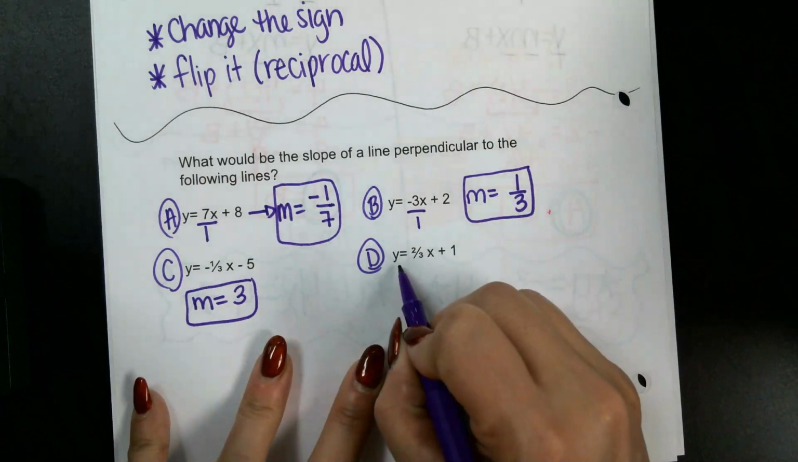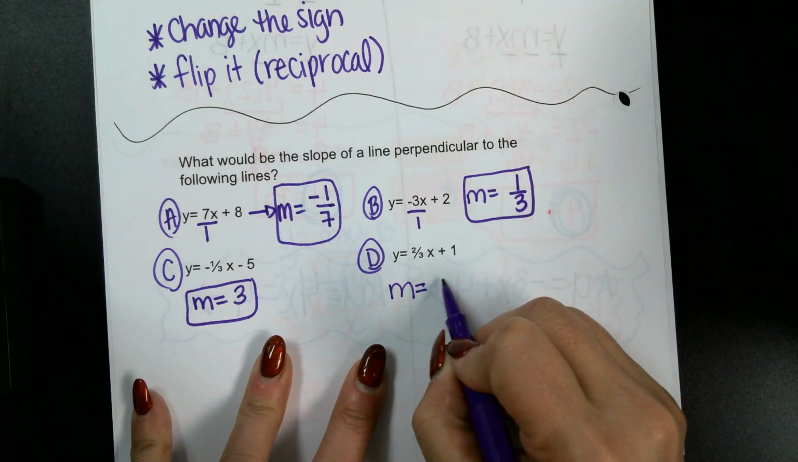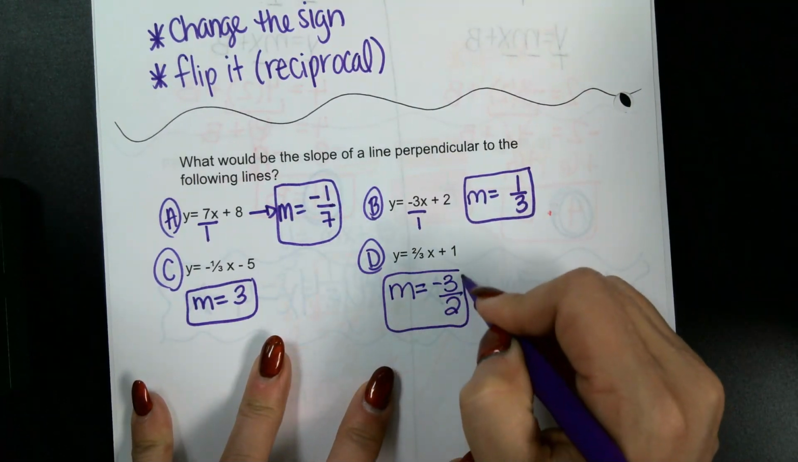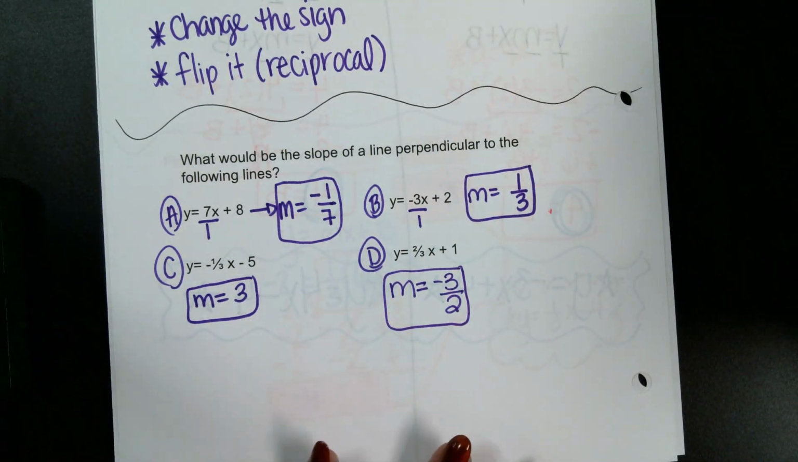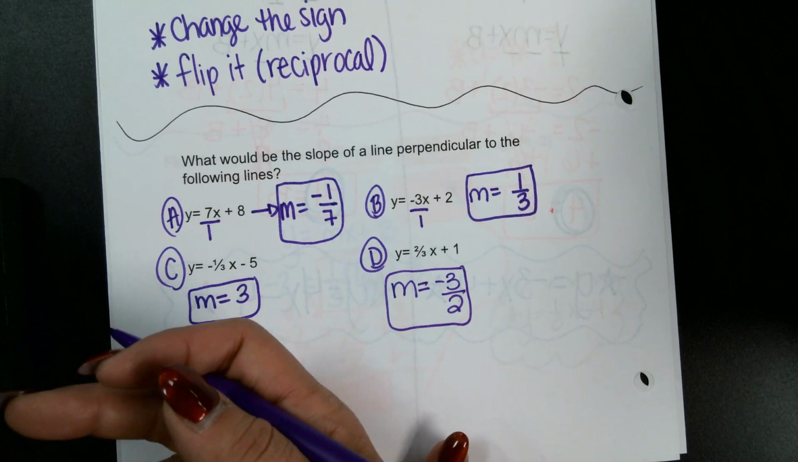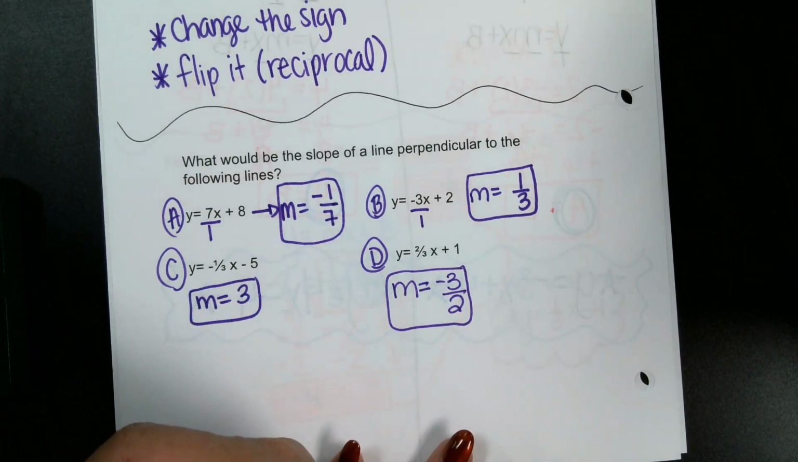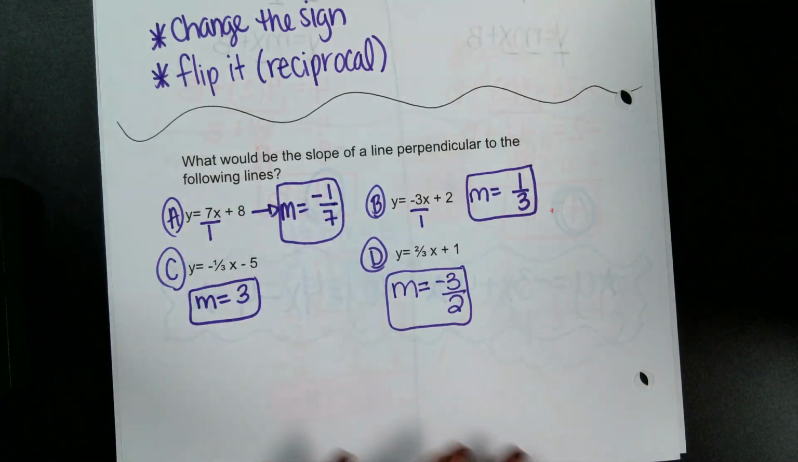All right. How about this one? And yep, good. Yeah, I like to always talk about it in 2 steps. So I would have said flip it to 3 over 2 and then change the sign to a negative. As long as you remember to do both things, you guys will get this, no problem. Okay? Go ahead and turn the page.